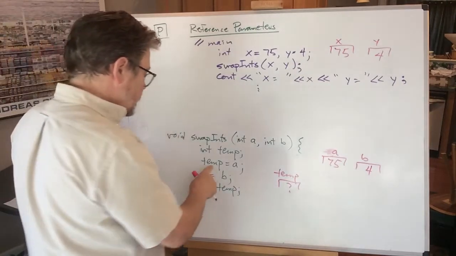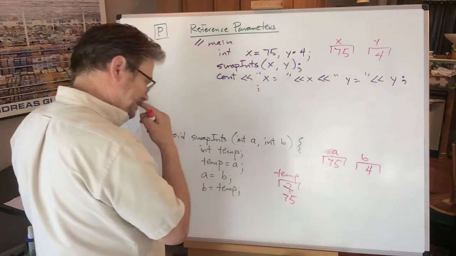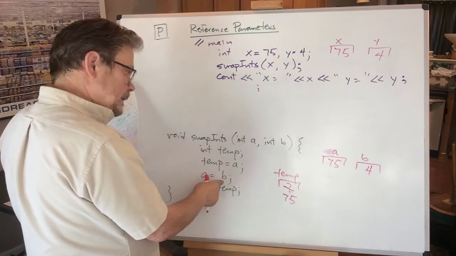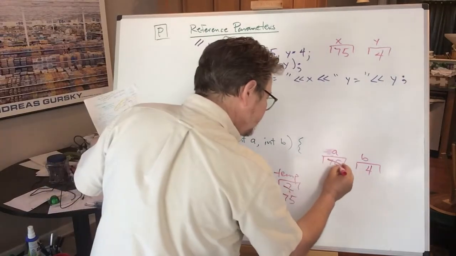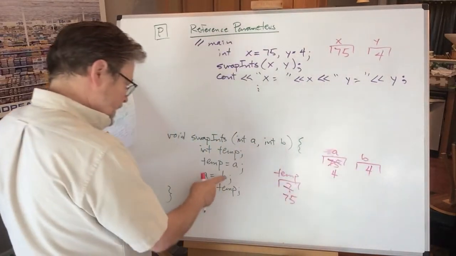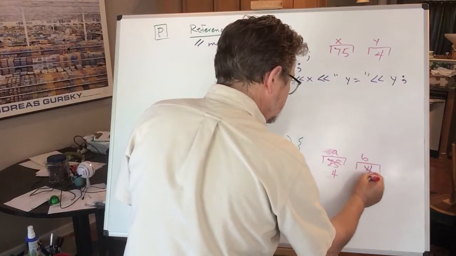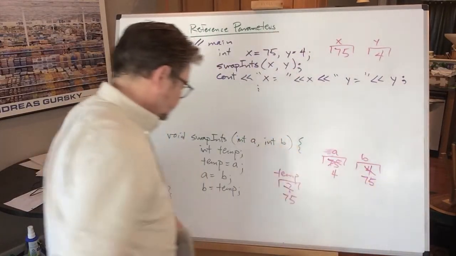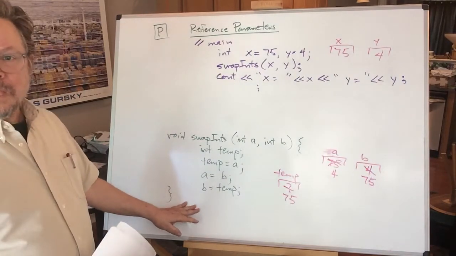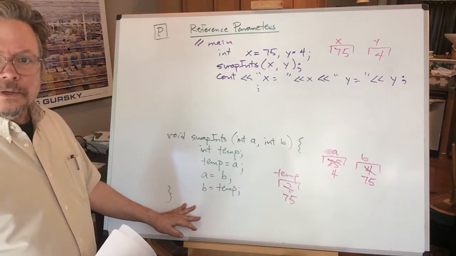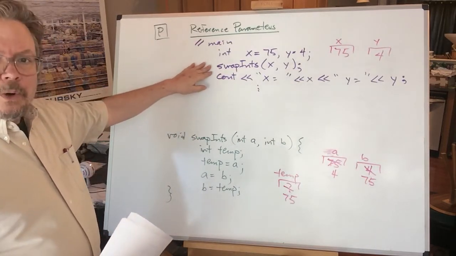Now a variable temp appears. And away we go. Temp equals A. The 75 goes right here. B. B is 4. 4 goes into A. And temp goes into B. Temp is 75. 75 goes into B. There we go. It swapped them. No return statement needed. No return value allowed. It's a void function. So go back up and pick up where we left off in the main program.